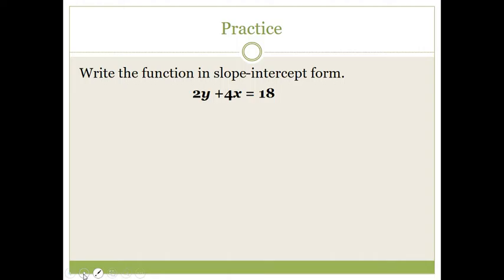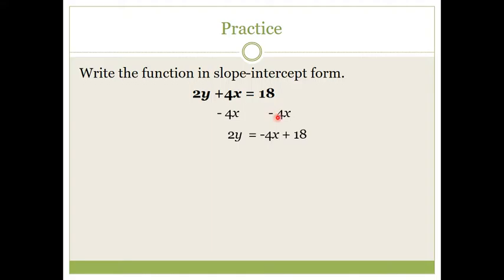So let's go ahead and write this function in slope-intercept form. Right now it's in what we call the general form, and we want to change it to slope-intercept form. Remember I want to work to get y by itself on the left side of this equation. The first thing I want to get rid of then is this 4x term. Since that's a positive 4x, we can just subtract 4x from both sides. And then we have that 2y is equal to negative 4x plus 18.